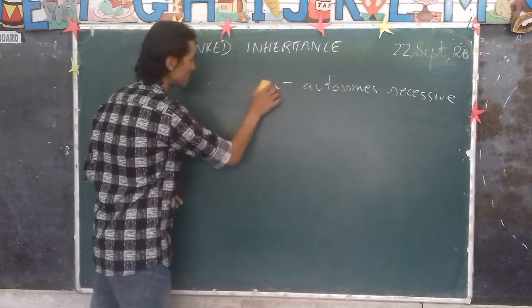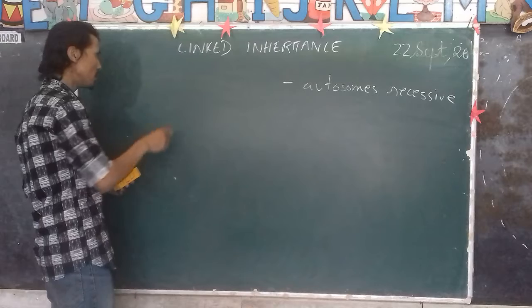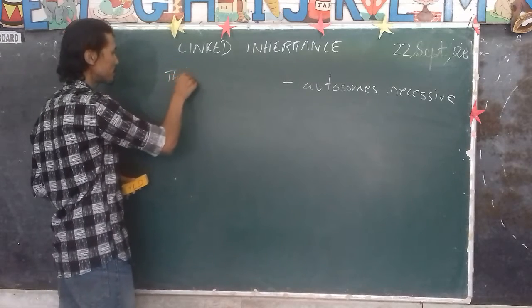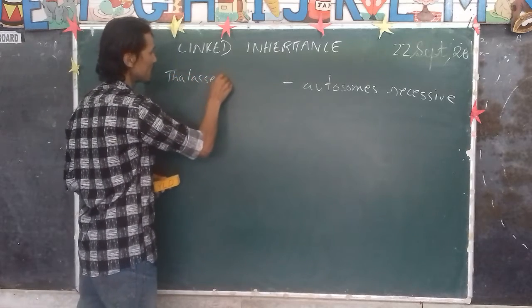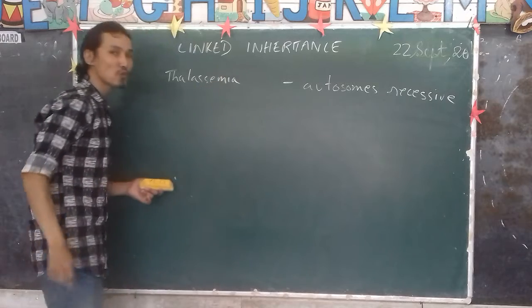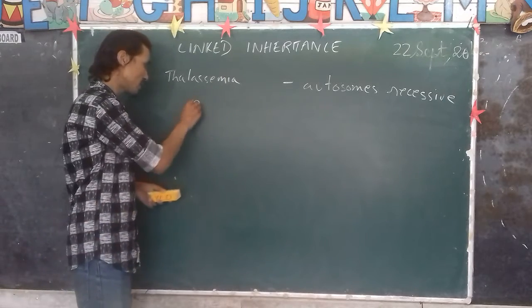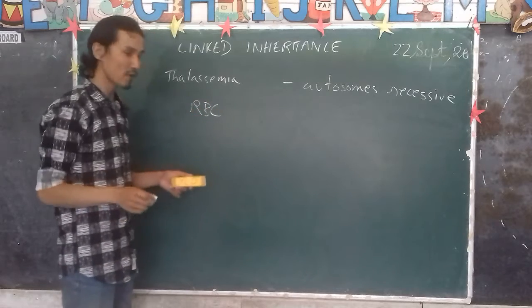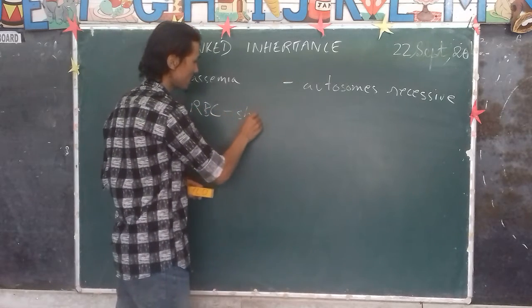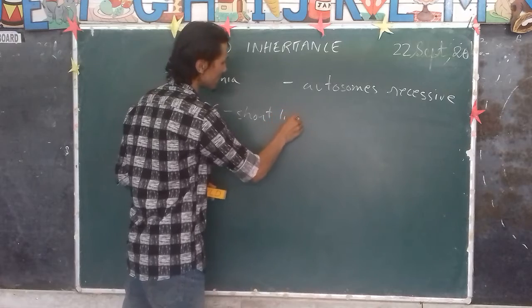Another autosomal recessive disorder is thalassemia. Thalassemia is mostly common in Mediterranean countries. In thalassemia, the RBCs are not properly formed and they are very short lived.